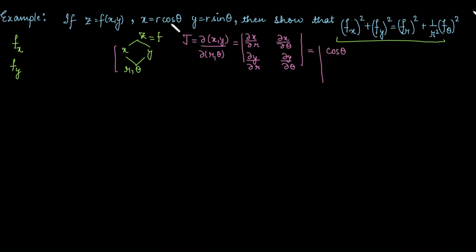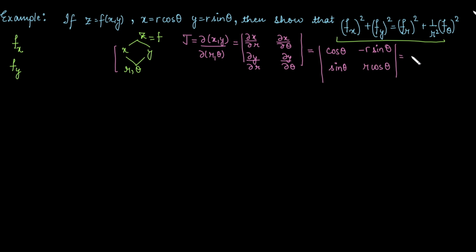Partial derivative of x with respect to theta, keeping r as a constant. Derivative of cos theta is minus sin theta. We have minus r sin theta because r is constant. Derivative of y with respect to r, keeping theta as a constant, that is a partial derivative. In this case, that is equal to sin theta. Partial derivative of y with respect to theta, keeping r as a constant, that is r cos theta.